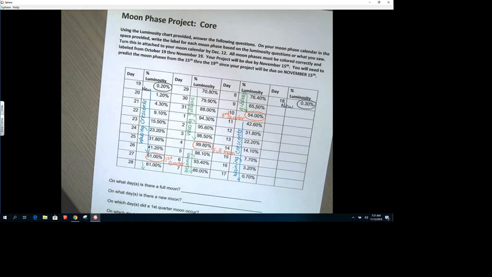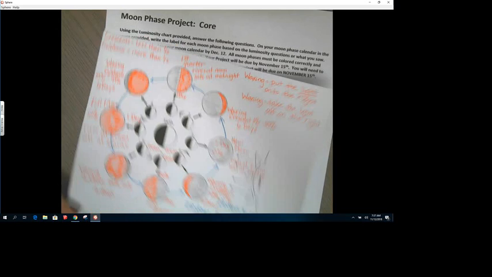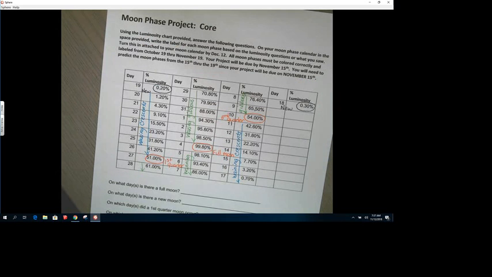Okay. So this would be how you would read a luminosity chart and try to figure out what day a new moon, full moon, or something like that is. Look at your percentages. I gave you percentages when we talked about it on here, so you're looking for something that's close to it. It is not always going to be 0%, and it's not always going to be 100 or 50. You're going to have to look for numbers that are closest to it and make your determination.